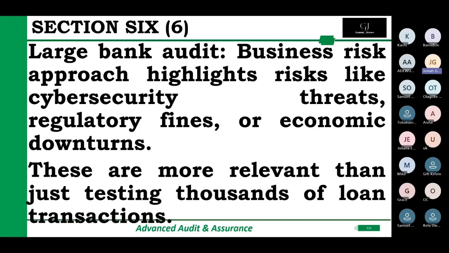So a quick example or scenario: a large bank audit. The business risk approach highlights risks like cybersecurity threats, regulatory fines, economic issues. So these are more relevant than just testing thousands of loans or transactions posted, withdrawals and credits and all that. So a larger bank would gravitate towards this business risk approach and align better.